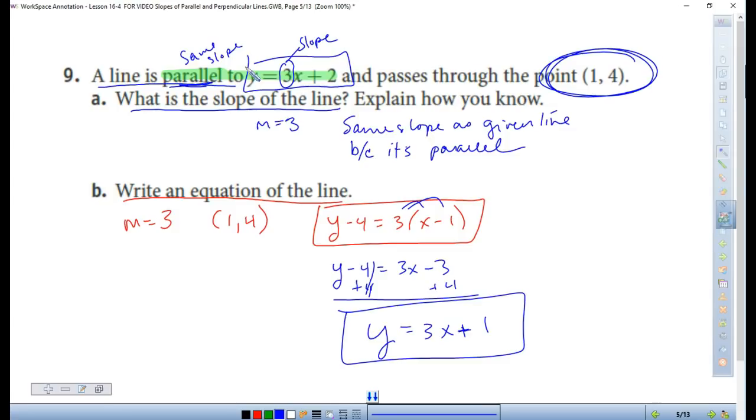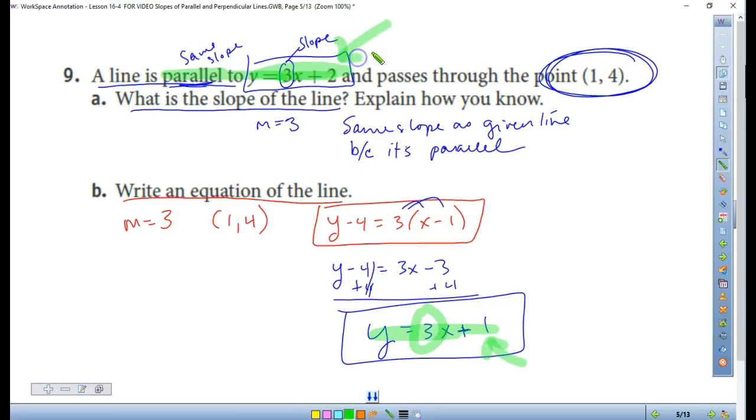So we can see that this one's parallel to the starting one because they have the same slope, 3, and different y-intercepts. This one has a y-intercept of 1, and this one had a y-intercept of 2. So those lines are going to be parallel lines, which they were supposed to.